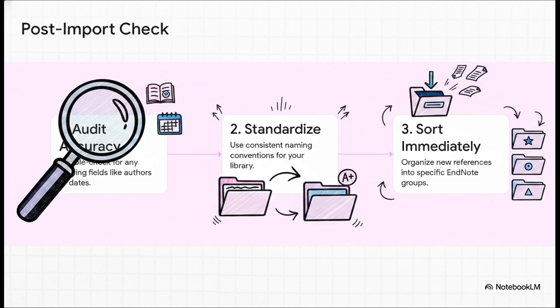So here's a really simple checklist. First, just quickly audit for accuracy. Give it a glance. Is the author's name complete? Is the year correct? Second, standardize. Maybe you have a rule where you always write out the full journal name. Just make sure the import matches your style. And third, and this is a big one, sort it immediately. Don't let new references just pile up. Move them into the correct project group right away. Your future self will thank you.